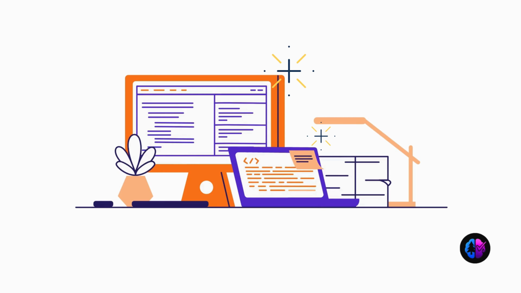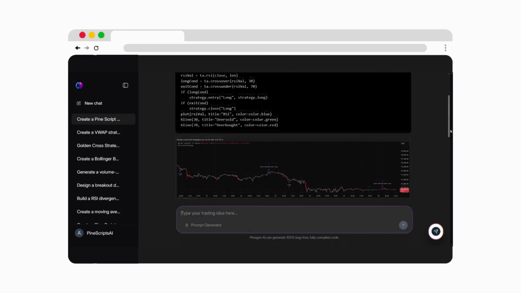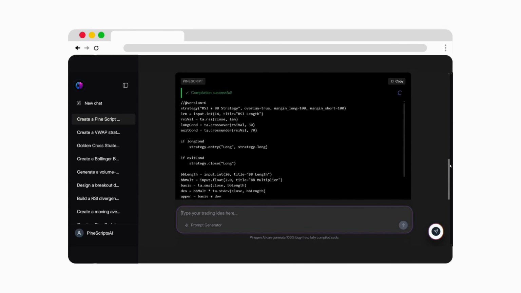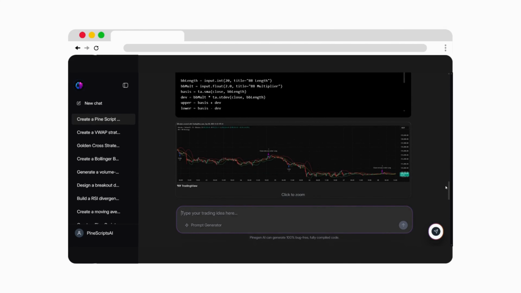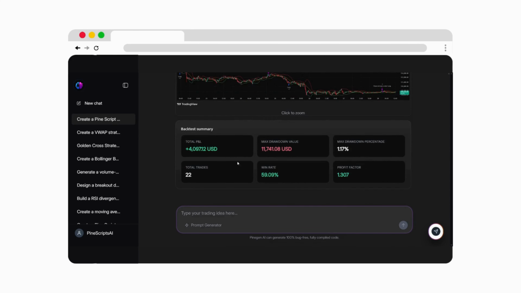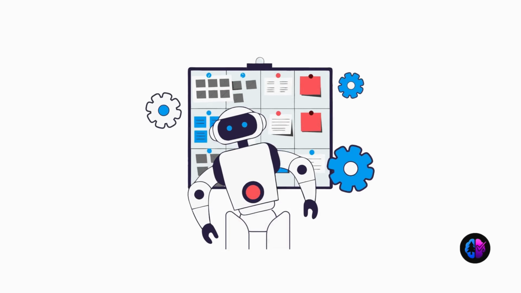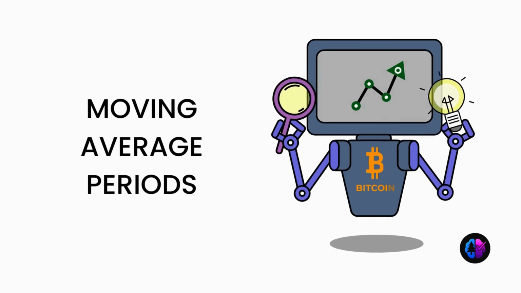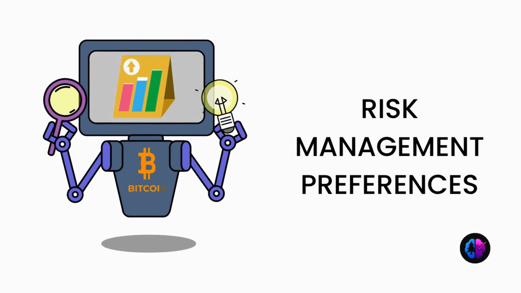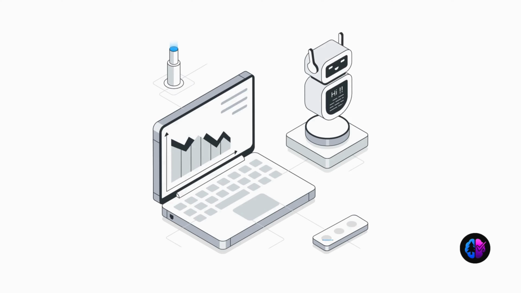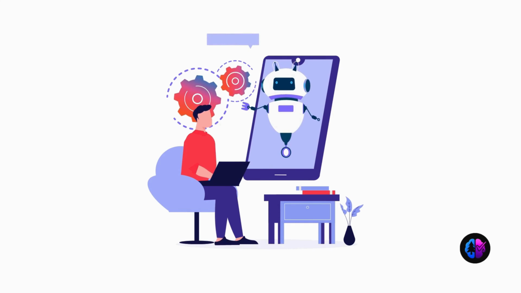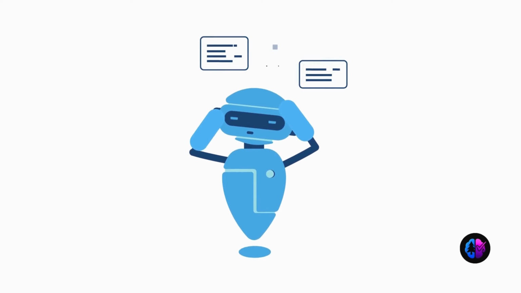Watch this magic happen. When you continue in the thread, PineGenAI doesn't just load old text. It reconstructs your entire development context, understanding every strategy iteration, every modification, and every refinement you've made. The AI remembers your RSI thresholds, your moving average periods, your risk management preferences, and exactly where you left off in your strategy development. This is contextual intelligence, not just text retrieval.